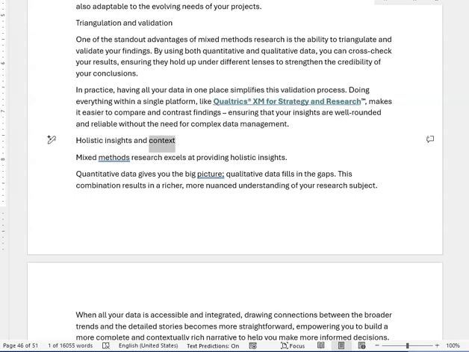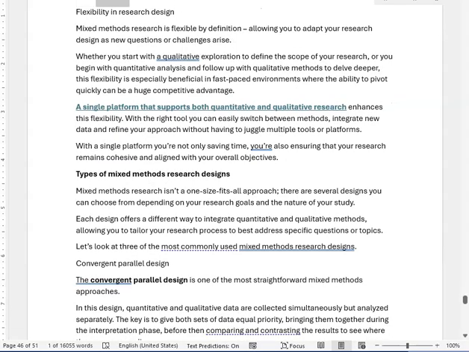Holistic insights and context. Mixed methods research excels at providing holistic insights. Quantitative data gives you the big picture. Qualitative data fills in the gaps. This combination results in a richer, more nuanced understanding of your research subject. When all your data is accessible and integrated, drawing connections between the broader trends and the detailed stories becomes more straightforward, empowering you to build a more complete and contextually rich narrative to help you make more informed decisions.